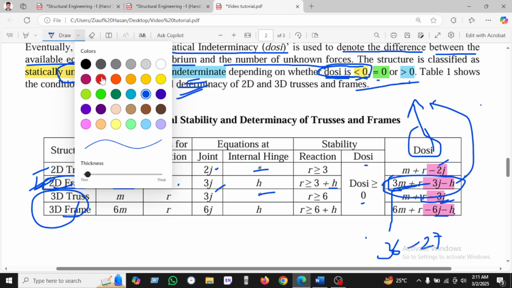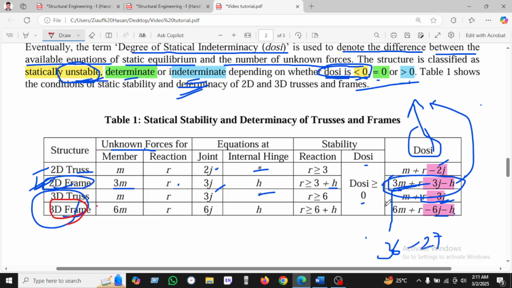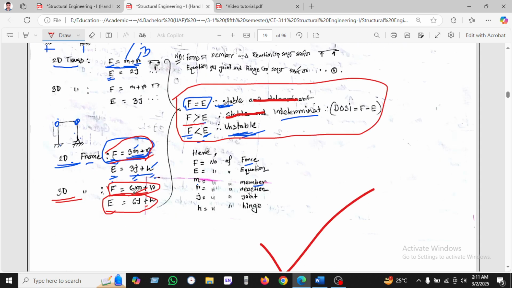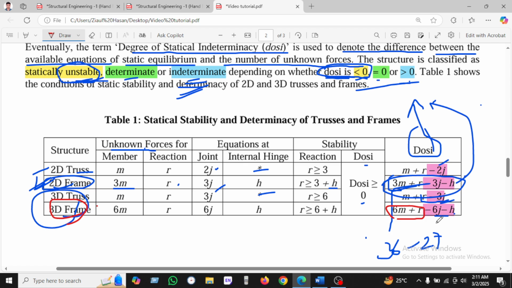As we have been seeing here, the 3D frame is here. We can use 6m plus r. This is the force. 6m plus r, and 6j plus s. So we can see here minus 6j minus 6 is this. Okay. So let's see here.